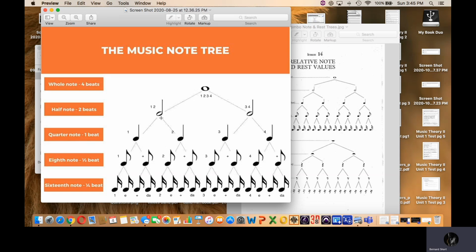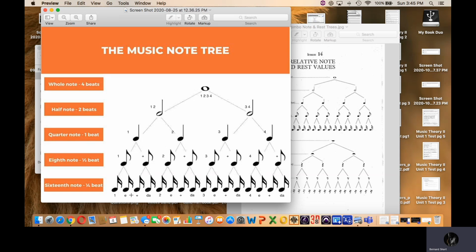So let's say, for example, we're here on the eighth notes. This is beat 1, so that's why that first one is 1. Or if here, this is beat 2, that's why this first one is 2. Same thing here, same thing here. So this is 1. The second fourth is called E.